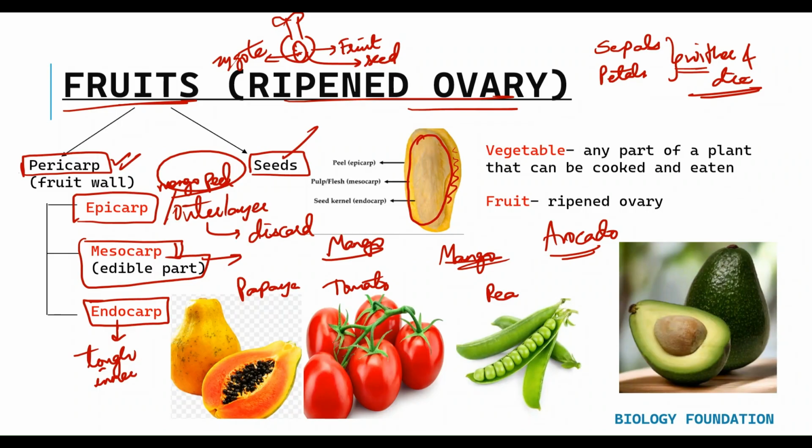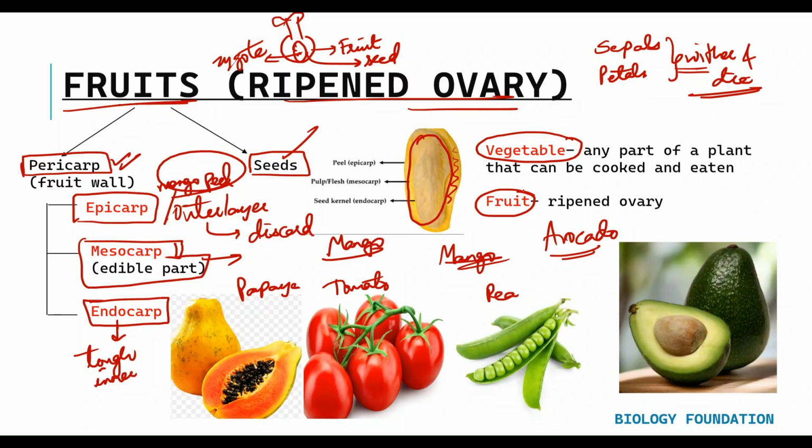Some plants can have a single seed, like avocado, mango, berries, something of that sort. But in some plants there are innumerable seeds, like banana, papaya, tomatoes, watermelon, pea, pumpkin, right? Now, a key difference that you need to understand: what's the difference between vegetable and fruit?